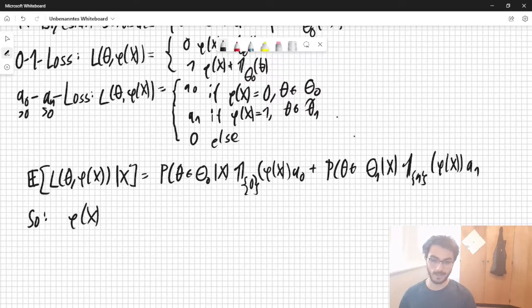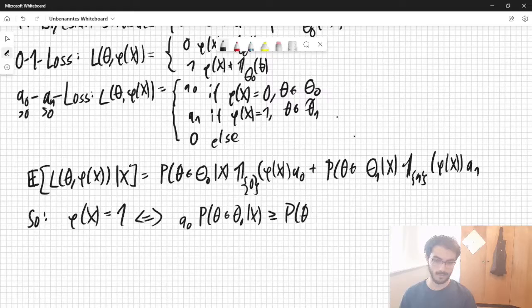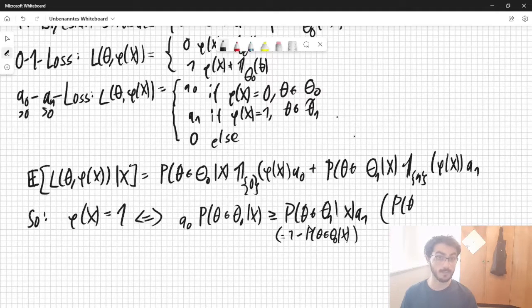We say phi of x is equal to 1 if and only if this error, A0, has this probability, it's larger or equal to the other error times its probability. And you can rephrase it, because actually this probability is equal to 1 minus the other probability. You can rephrase it by saying that the probability that theta is in theta 0 is larger or equal to A1 over A0 plus A1.